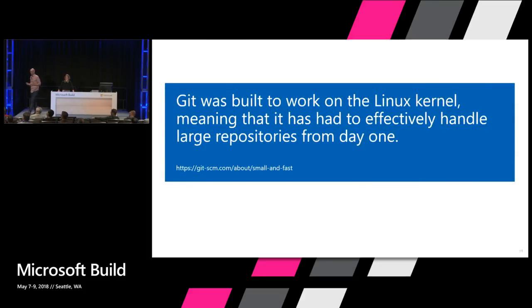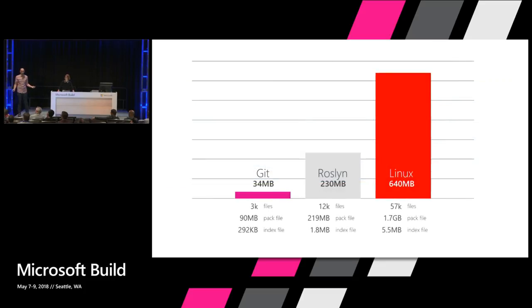Now, you might be wondering about this because actually on the Git webpage, I visited this morning, gitscm.com says that Git was built to work on the Linux kernel, meaning that it's had to handle large repositories from day one. Okay, so why did we have a problem moving Windows into Git then? Linux is a big repository. If you compare it to some other open source repositories, if you want to compare it to Roslyn, Roslyn's about 230 megabytes of source code when you check it out, of documentation, of tests. The Git repository that manages the Git version control system itself is a mere 34 megabytes. So Linux does look really big. It's about 650 megabytes checked out.